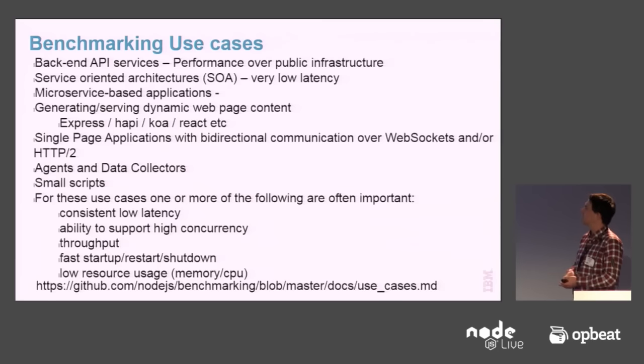So all of these different use cases, we're going to be looking at this list of metrics. So we're going to want consistent low latency in our communication, the ability to support high concurrency. We're going to be wanting to look at throughput. We're going to want fast startup time, fast shutdown, and therefore also fast restarting, and also using low resources, so memory and CPU. If you want to have a look at these use cases in a bit more detail, the information is again on the Node.js benchmarking workgroup.